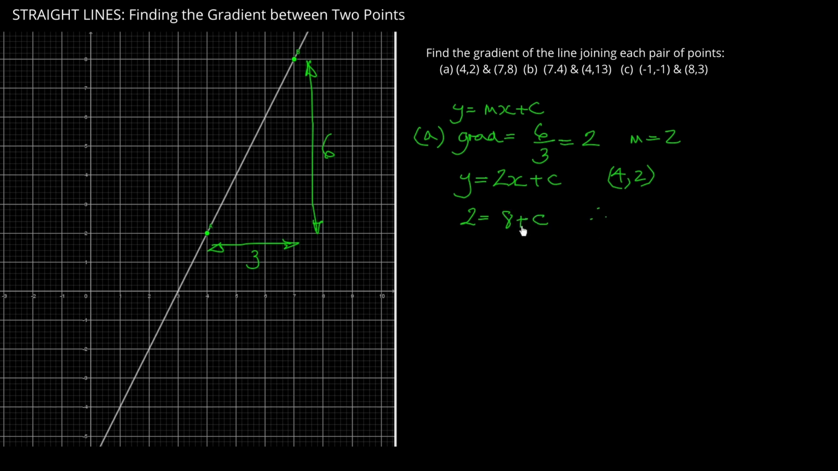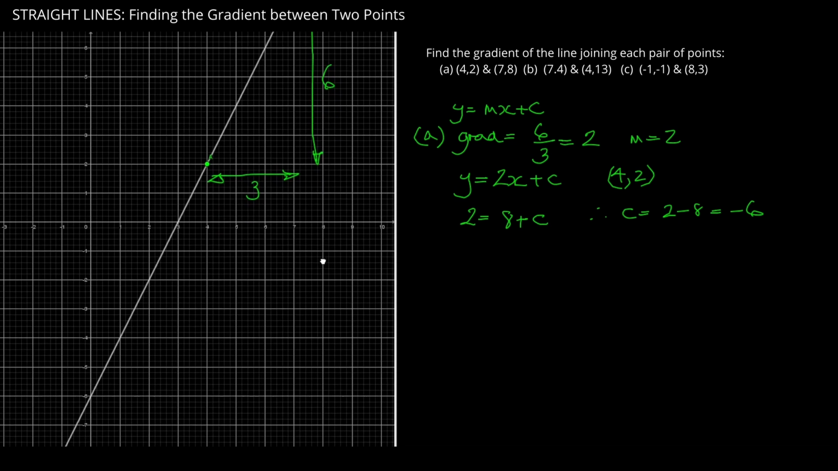And if we move 8 across to the other side and turn it negative, we're going to get that c is equal to 2 minus 8, which is equal to negative 6. Well, does the graph confirm it? Yes, it does. There's the intercept at negative 6.